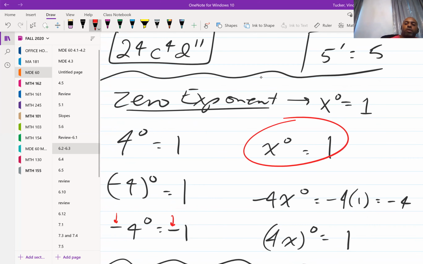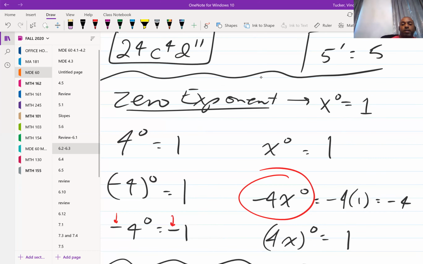So x to the 0 power is 1, like we already mentioned. Here, be careful because parentheses are not in existence. So the x is the only thing that's affected by the 0 power. So that's why the x turns to 1. So the result is going to be negative 4.